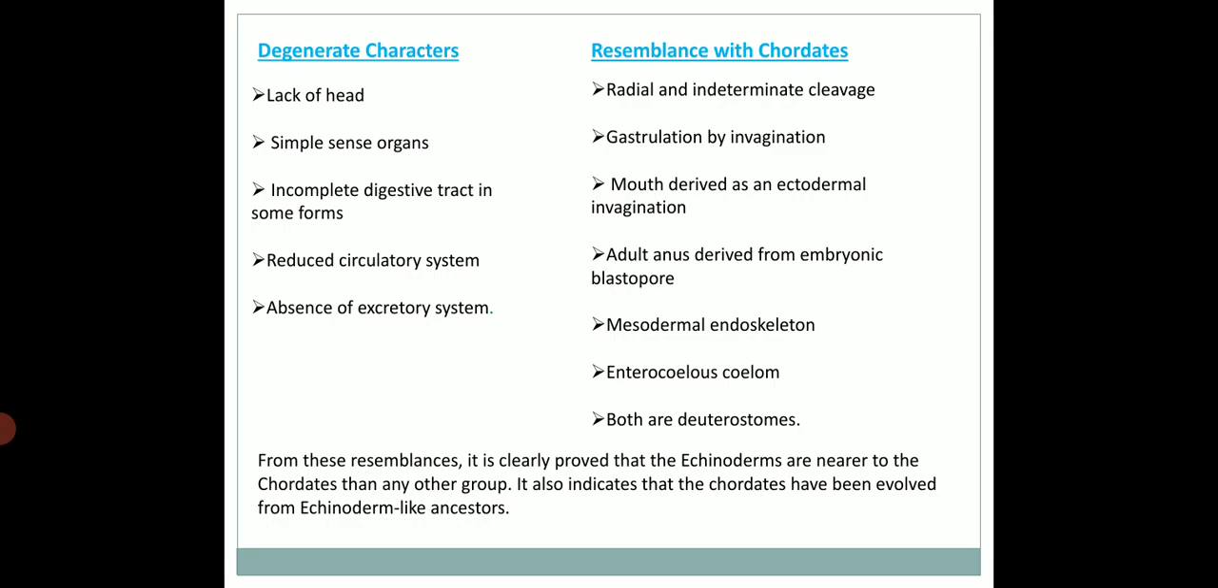From these resemblances, it is clearly proved that echinoderms are nearer to the chordates than any other group. It also indicates that the chordates have evolved from echinoderm-like ancestors.